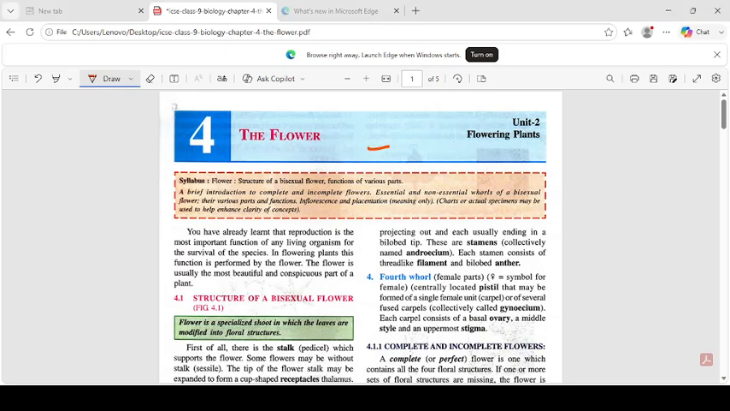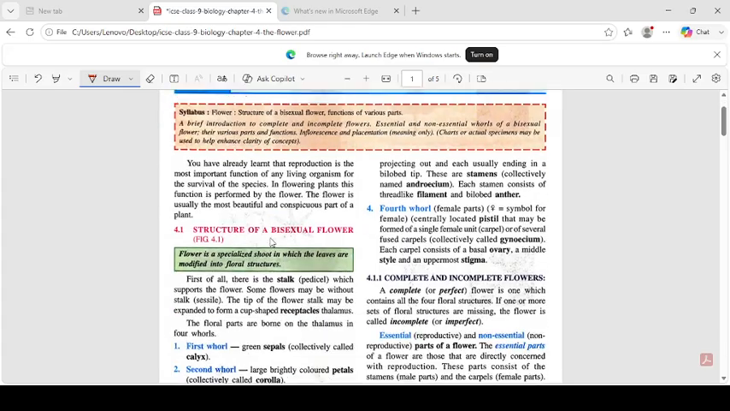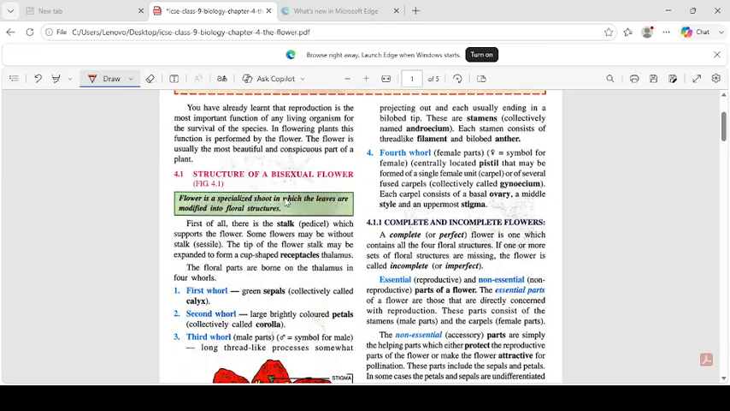Hello everyone. We already discussed different whorls of the flower. Today we are having a brief discussion on the whorls of the flower as well as the important definitions which are asked in the examinations frequently.